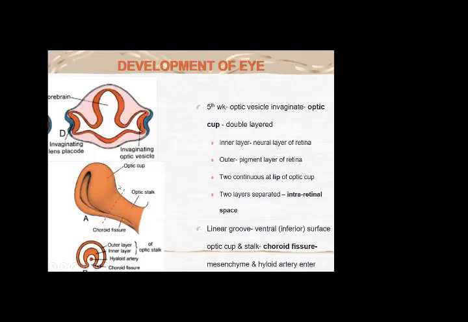This shows a section, a cut section taken from here. This optic cup has two layers, an inner layer and an outer layer. The outer layer, please note, is thin, developing into the pigment layer. The inner layer is thick, developing into the neural layer. And between the two, you have the intraretinal space. So this is the intraretinal space that is continuous with the cavity of the forebrain. Okay. Now, one more thing happening in the fifth week.